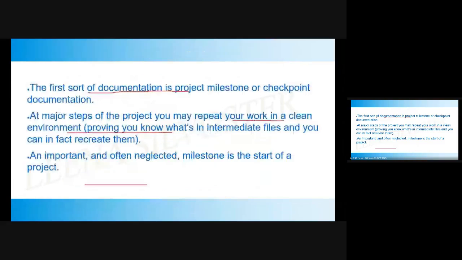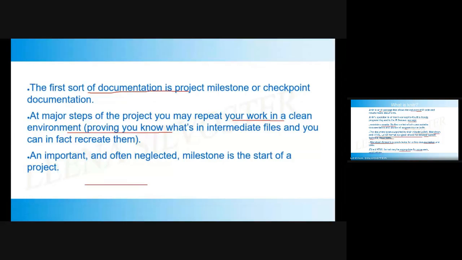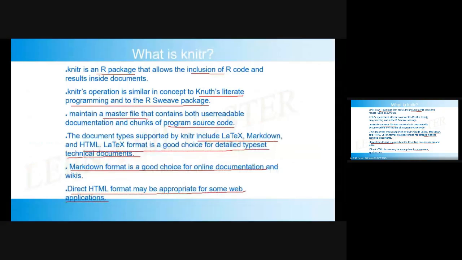Milestone documentation, or otherwise checkpoint documentation, is the first set of documentation. You can repeat your work using intermediate files and you can recreate documentation. And usually the milestone is the start of a project. So what is Knitr? Knitr is an R package that includes R code. So inside the milestone documentation, we can include R code.